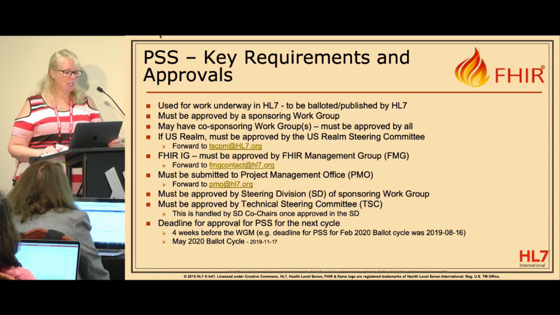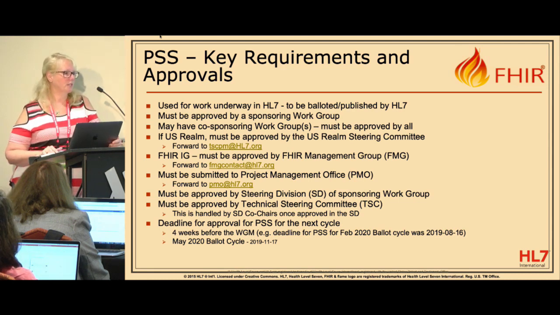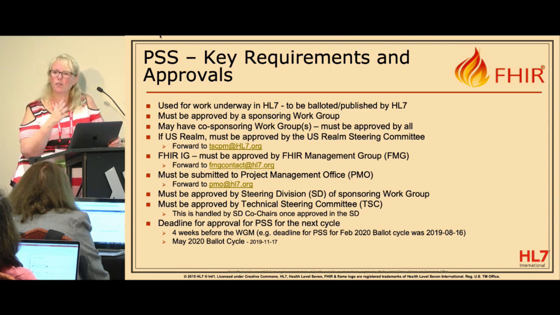If it's a FHIR IG, the FHIR management group has to approve the project scope statement. Again, they're looking to make sure that there are not multiple projects doing the same kind of thing. And depending on the steering division, you need to get that in place as well, sometimes before it goes to the steering division. You need to make sure your PSS is submitted through to the project management office, and that gives it its ID, and it's kind of the starting point. Once it's submitted to the PMO, you've met some of the requirements for the deadline of having your PSS submitted four weeks before the working group meeting to be balloted in the next cycle.